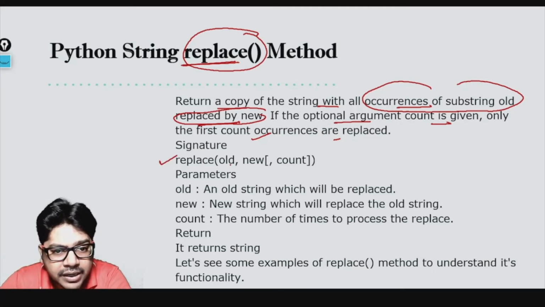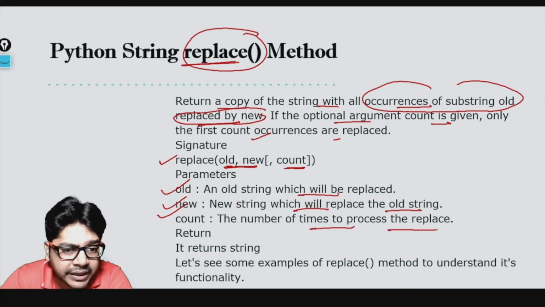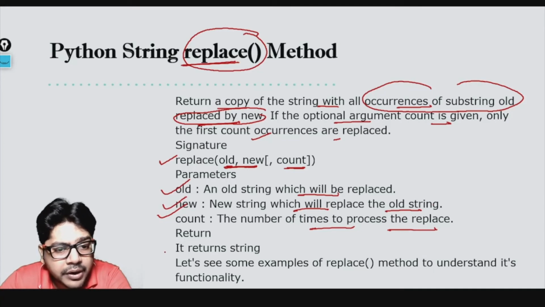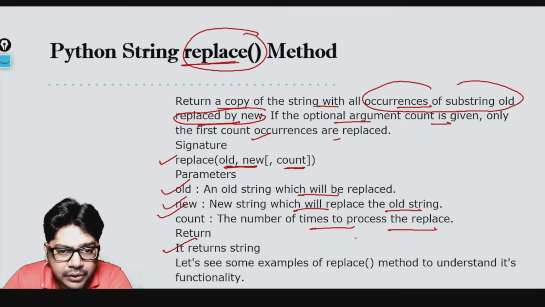You see here the signature replace old comma new. These two are mandatory, and the optional part is count. So old is the old string which will be replaced. New is the new string which will replace the old string, and count is the number of times to process the replace. How many times? One time, two times, three times. Okay, what it returns? It returns the whole string. Let us have a look at the example.